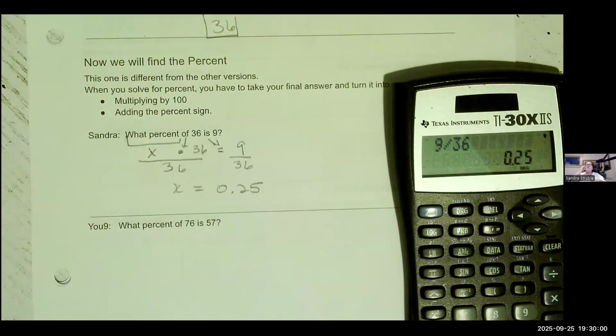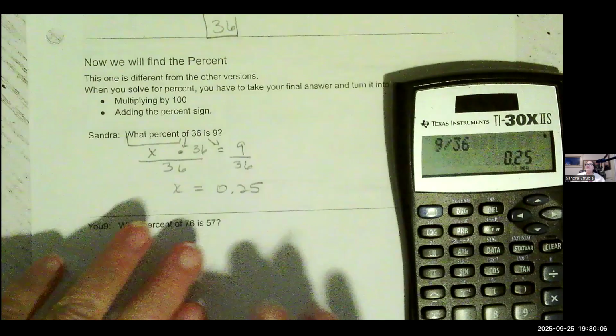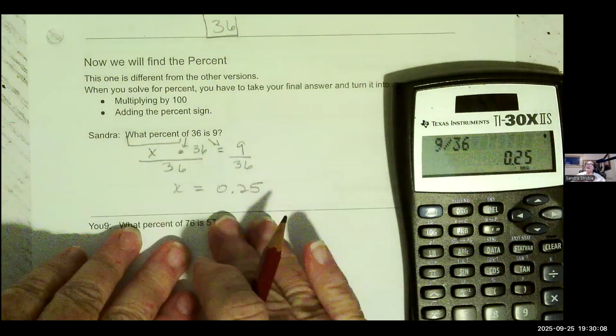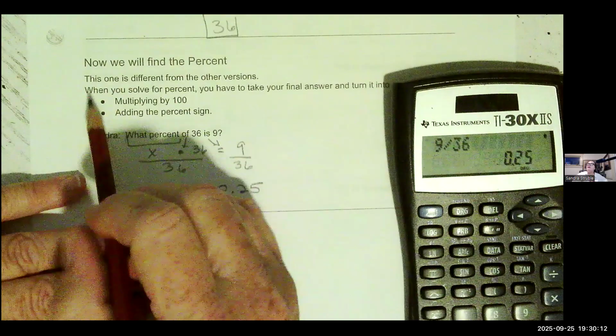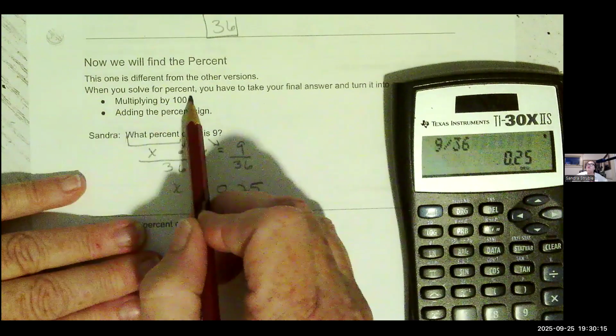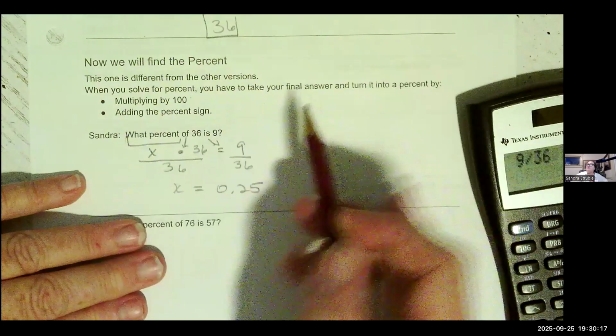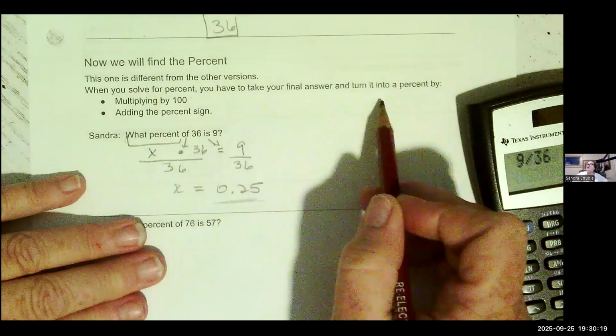Okay, we know how to get from a percent to a decimal. We've been doing it this whole time. We've been dividing by 100. Now we're having to take a decimal, a number, and change it into a percent. So there's an extra step here. When you solve for percent, you have to take your final answer and turn it into a percent.